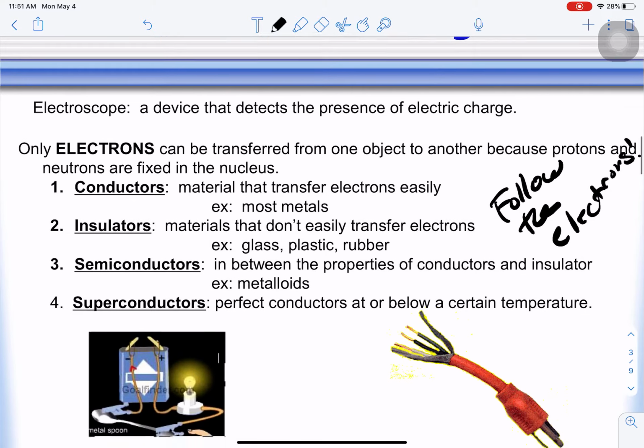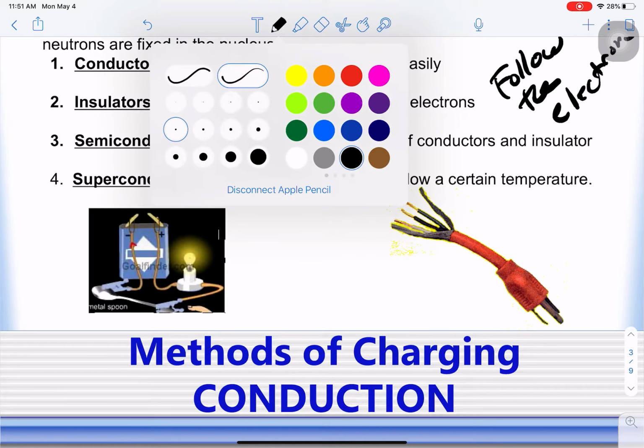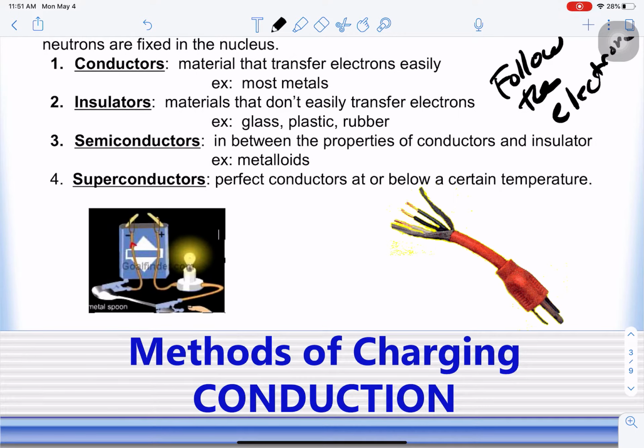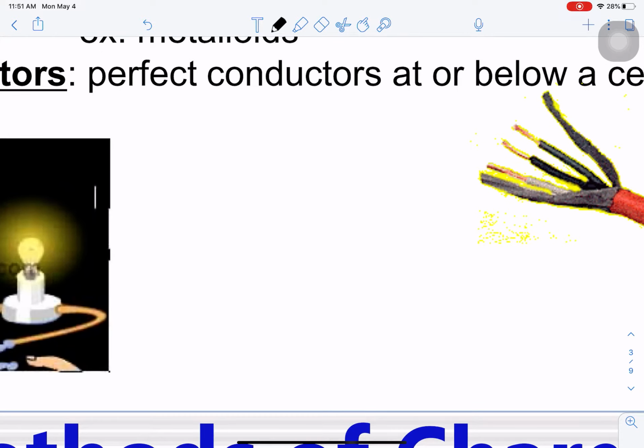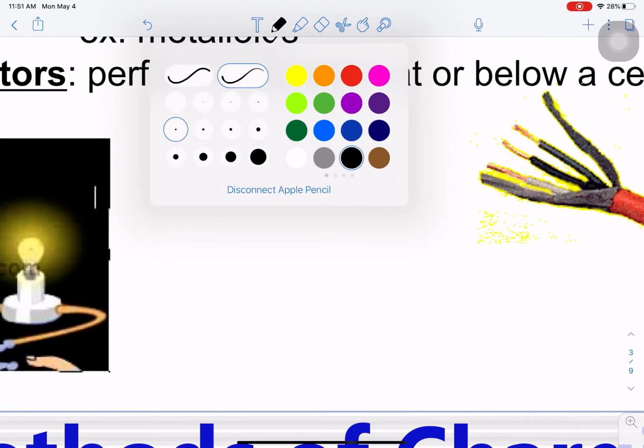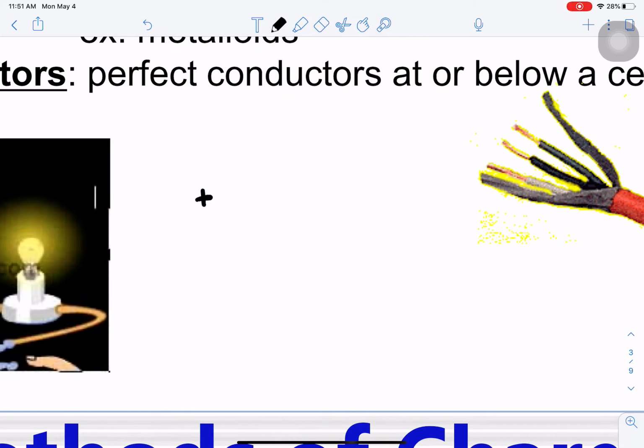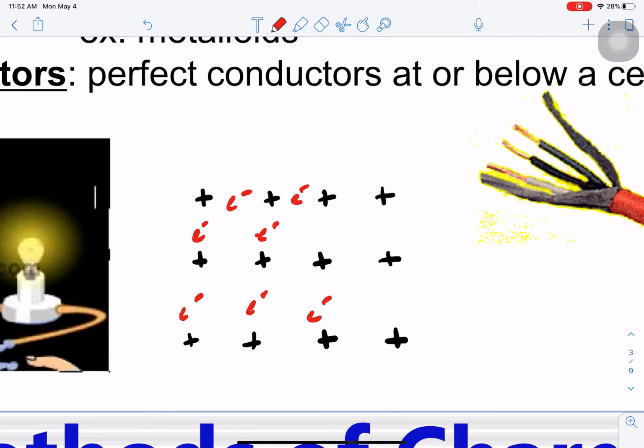Now, I don't know if you guys remember this from chemistry, but I'm going to show you what the structure of a metal looks like at the subatomic level. Metals are positively charged, so I'm going to use positives to represent the metals. Now, the electrons within a metal, I'll use e negative, e negative, e negative. I'm just going to draw some in there.